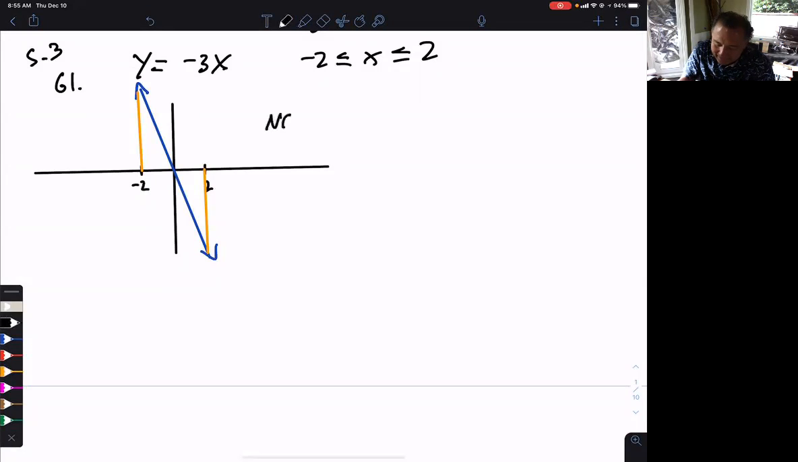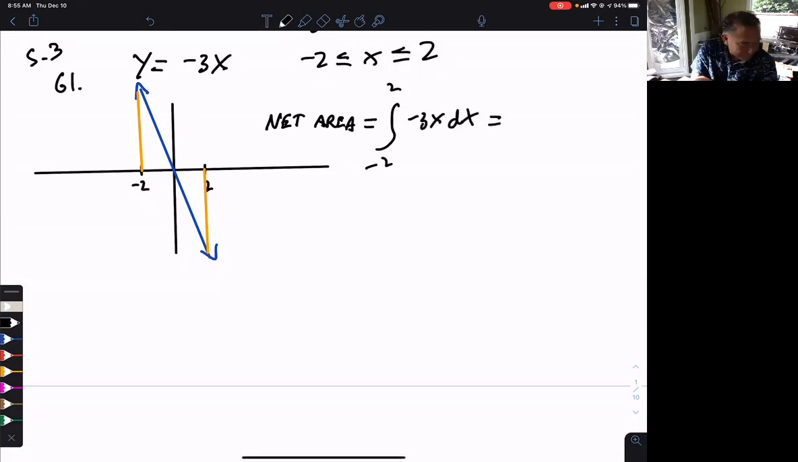So if we want net area, that's the integral from negative 2 to 2 of negative 3x dx, right? And 5.3 number 61 said use geometry. So we're going to use geometry. We're not going to do Riemann sums. So the net area is going to be the area above, and then you're going to subtract the area below. Now you can already see what's happening. It's going to be 0, but let's do this.